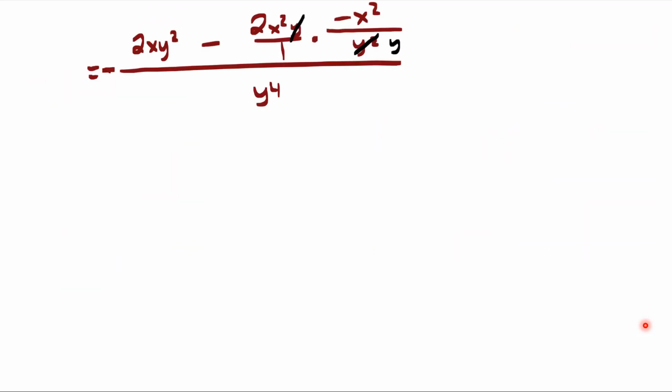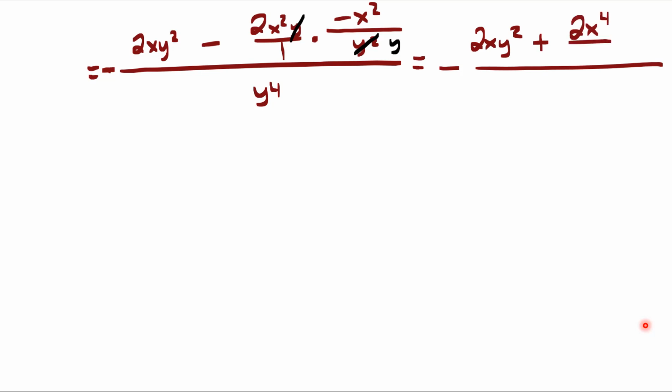Alright, there's my previous answer. So how about this? I think I could probably do it here. So 2xy squared plus, a plus sign now, right, because negative times a negative, 2x to the fourth over y to the fourth.